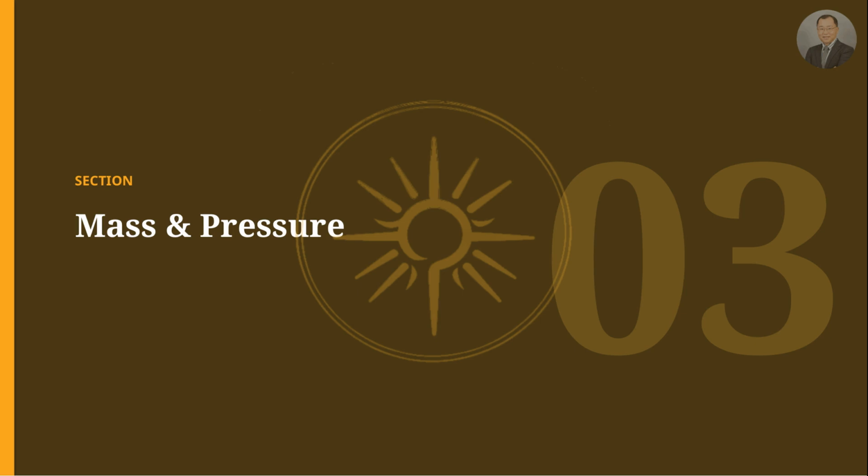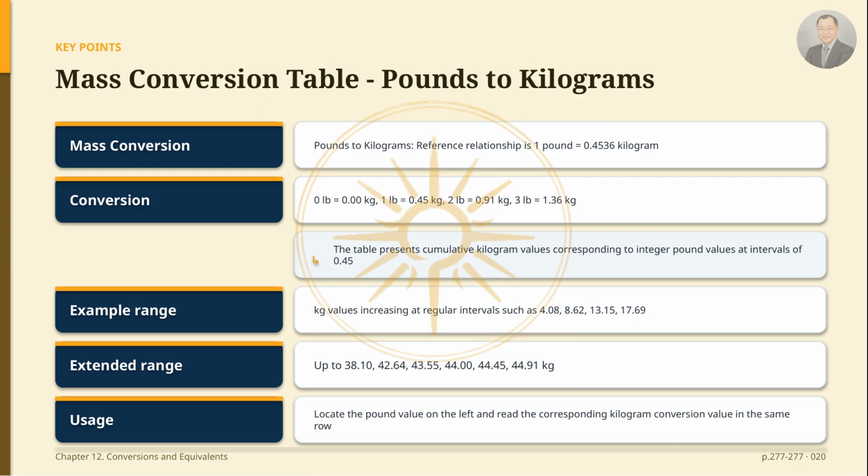Next, we turn to mass and pressure. This slide is a mass conversion table for converting pounds to kilograms. It is based on the reference relationship that 1 pound equals 0.4536 kilograms. For example, 1 pound converts to 0.45 kilograms and 2 pounds to 0.91 kilograms. The remaining values are listed as they increase steadily according to the integer value of pounds. So please check the specific figures you need for your practical work.